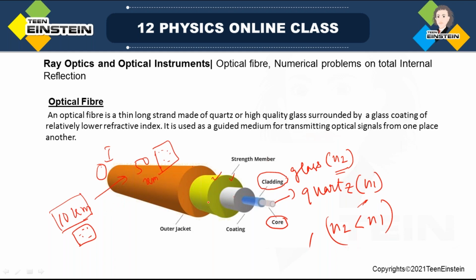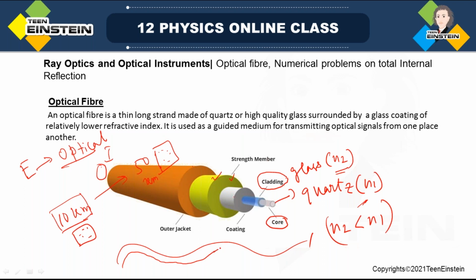But in optical fibers, electrical signals are converted to optical signals, and then transmitted through the optical fiber. And what is the advantage here? You can bend the optical fiber like anything, but there will be no problem in the transmission, okay. So suppose you have an optical fiber like this.